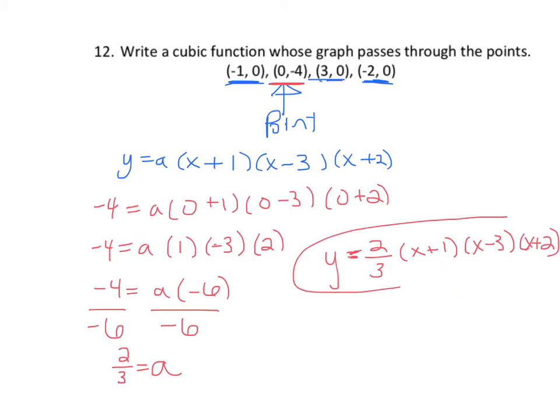And then we're just going to leave it like this, unless told to put it in standard form, and in that case we would multiply it all out. And that's all we're doing. So we set up our factors, we plug in our point to find our a, and then once we find our a, we just plug that a back in, and that's all we're doing.